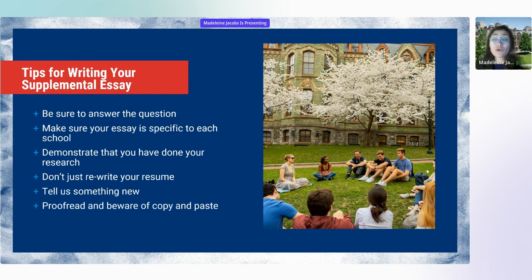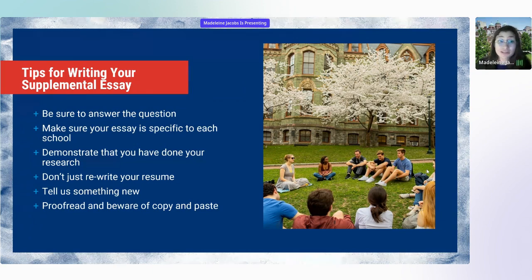But trust me, it won't add anything to your application. This is an opportunity for you to say, these are the specific programs and opportunities at your institution that are going to help me achieve my goals and help me engage in your community.